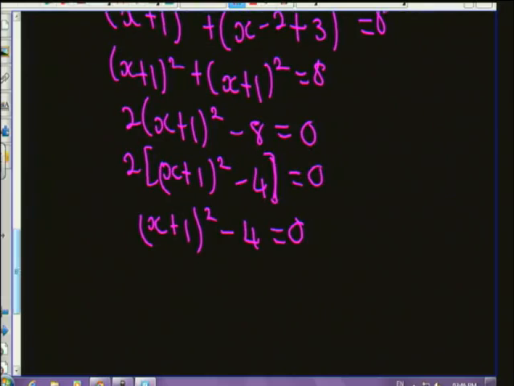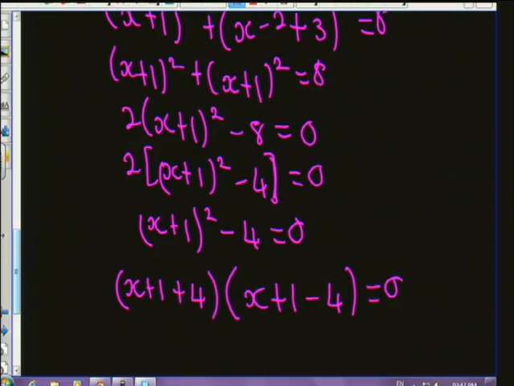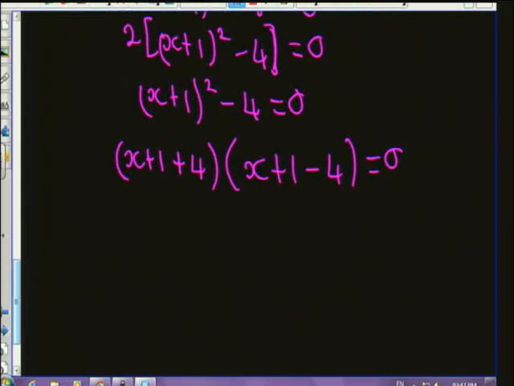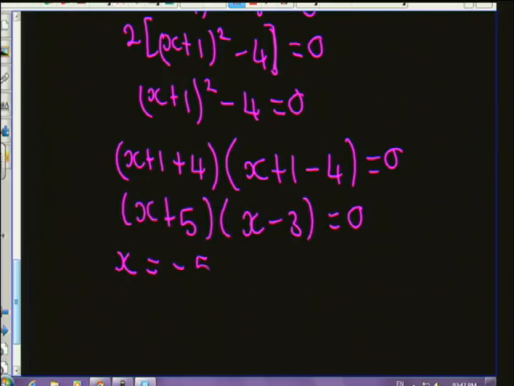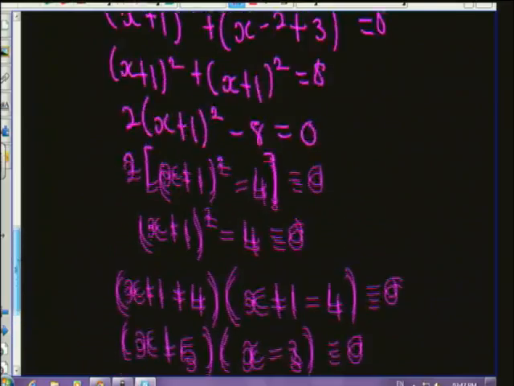That's a lovely difference of squares question. So it means that (x + 1 + 4)(x + 1 - 4) = 0. Adding like terms in the first bracket, that's x + 5. And in the second bracket will give me x - 3 = 0. So that means that x is either equal to -5 or x is equal to 3. Those are the two possible x coordinates of my point D.